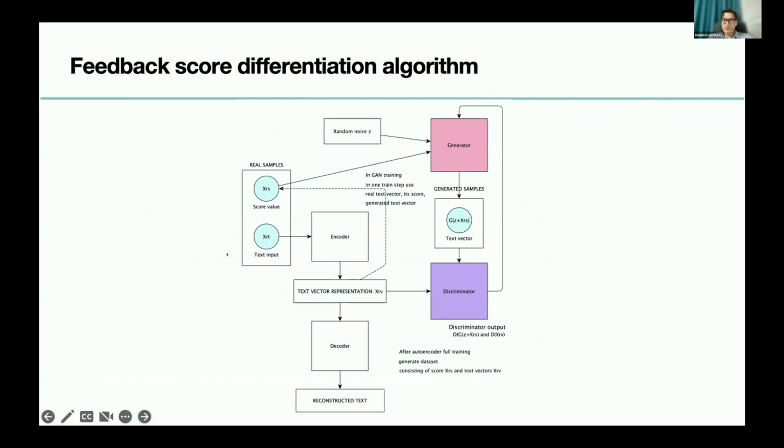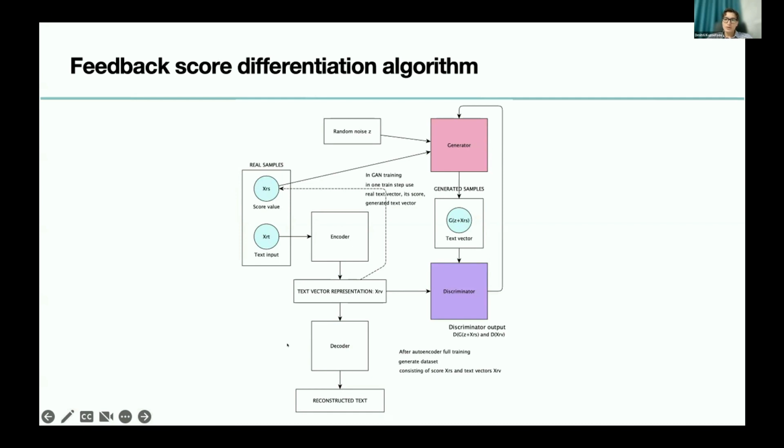Firstly, we have real samples, with score value, text input and feedback value. First, our task is to train the autoencoder. We input into the autoencoder model our text input without score value, just text input, and train the autoencoder until the model is able to generate stable results and recognize the reconstructed output from the text vector representation.